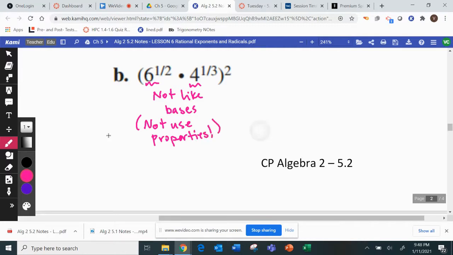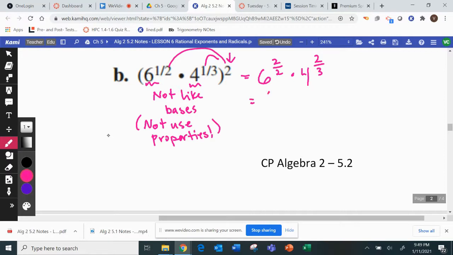Cannot use our properties because these are not like bases. So instead, I'm going to go on the outside and deal with this power. This is a power of a product. I'm going to do a power to each of these separately. So when we do power to power, we multiply. So I'm going to have 6 to the 2 over 2 multiplied by 4 to the 2 over 3. So I multiplied my 2 by each of those fractions.